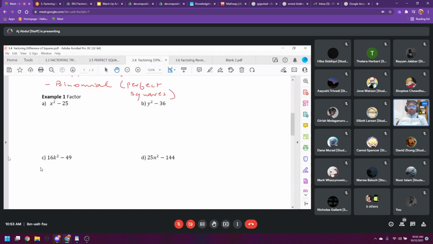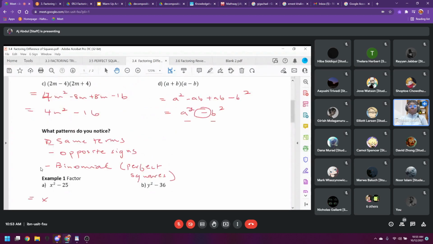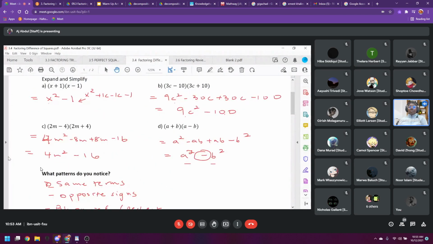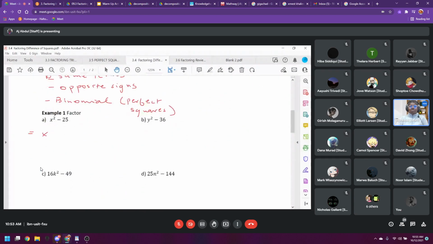So now this is two terms. What it means is the middle term is 0. That's why it looks like it's two terms. When we add these two terms together, we get 0 in the middle. So if I want to make this look like the trinomials that I'm used to, it can be x squared plus or minus 0x minus 25. That's what it actually is. That's why the middle term disappears.